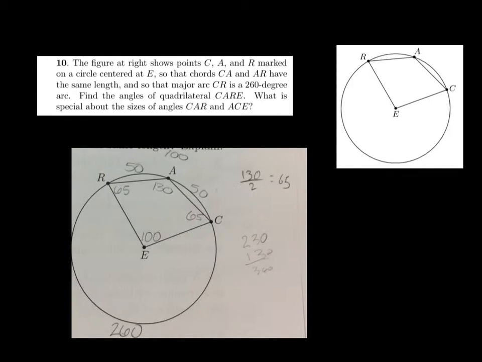Yes. That is true, but be careful because to get the 65s, you do 360 minus 100 minus 130, which happens to be 130 again. And then you divide that by 2 because these two sides are equal. Make sense?